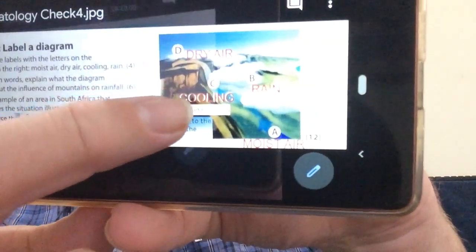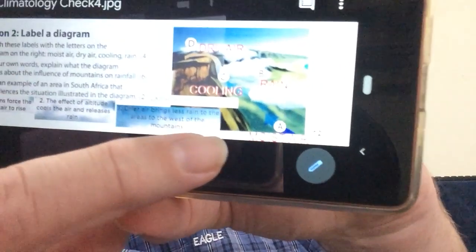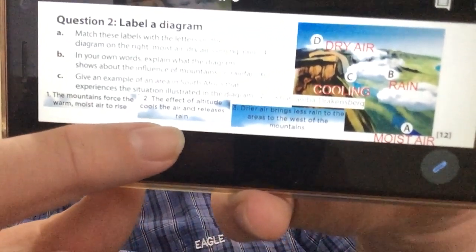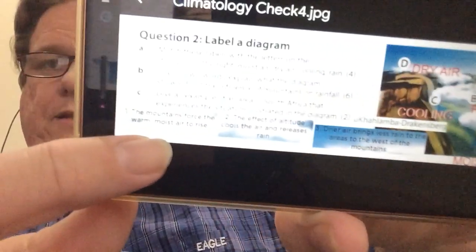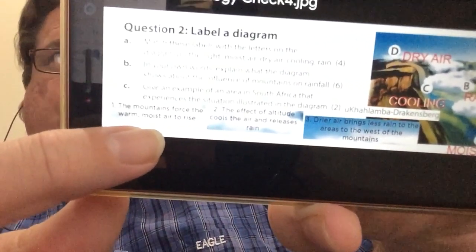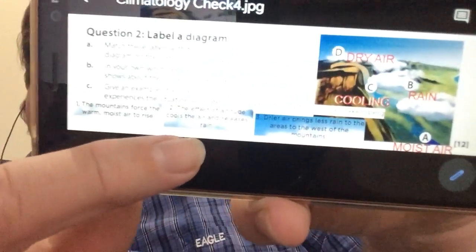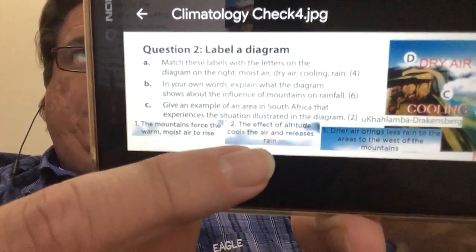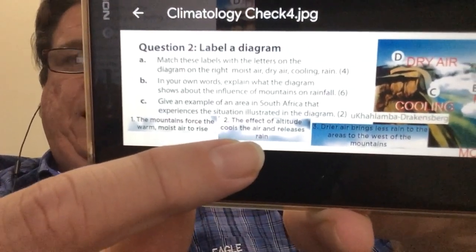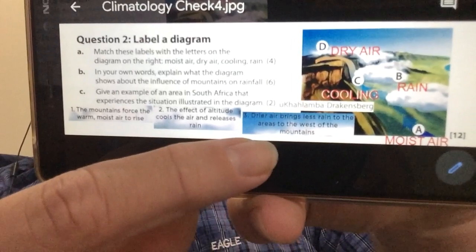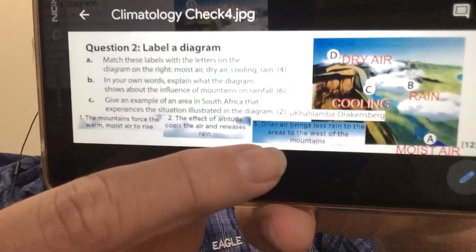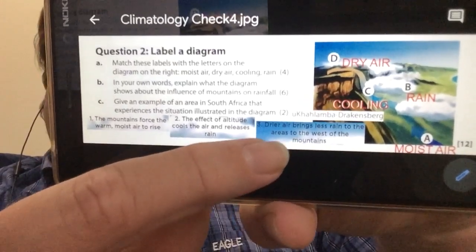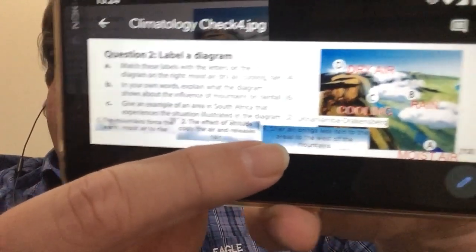Explain in your own words the influence of the mountains. Using these ones we just said, the mountains force the warm, moist air to rise. Then the effect of altitude cools the air and releases rain. And then dry air brings less rain to the areas to the west of the mountains.